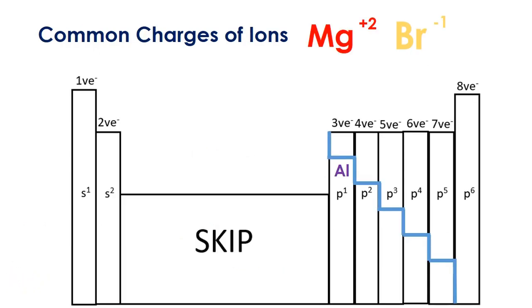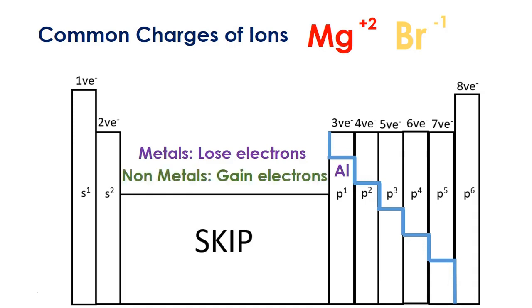The last thing we're going to talk about in this video is common charges of ions. We know that we can write our electron configuration and talk about transfer diagrams and all those things to figure out charges of magnesium and bromine. But there is an easier way. You can just take a look at our periodic table and know that since metals tend to lose electrons, they're going to be positive, and our nonmetals, since they tend to gain electrons, are going to be negative.